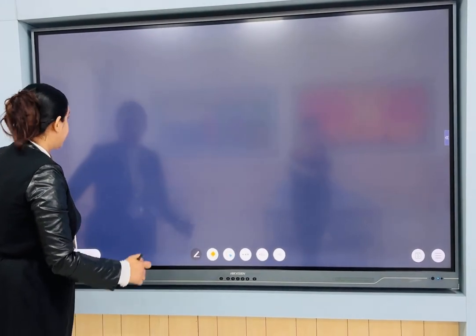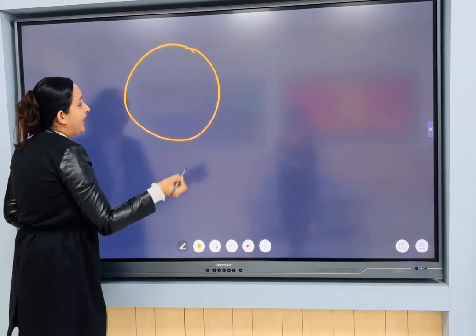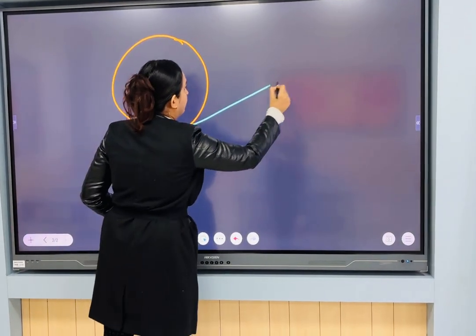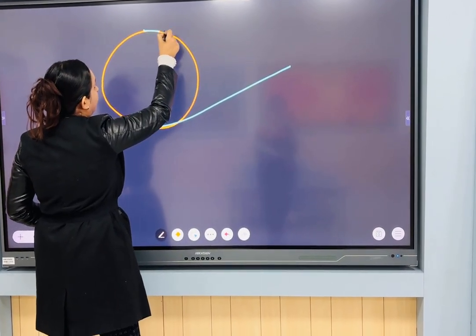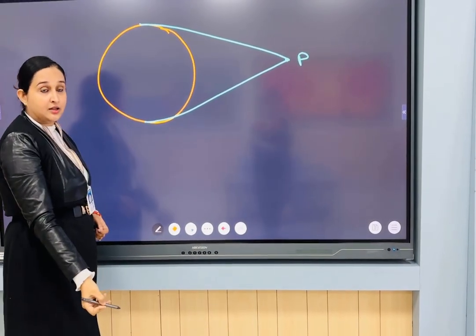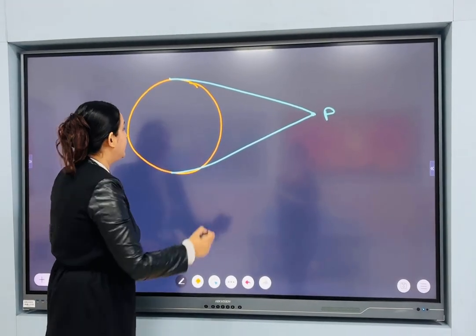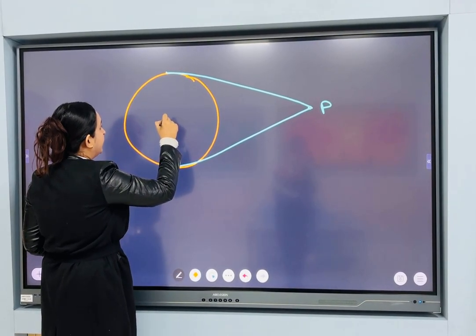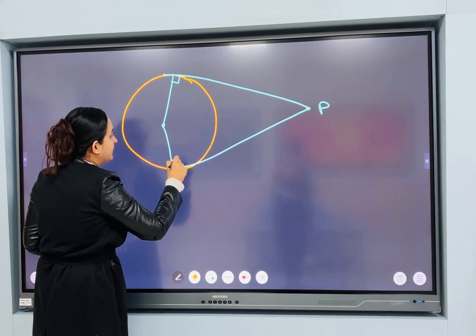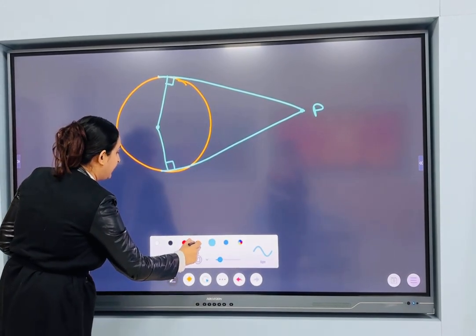The second theorem says that if there is a circle and if we are drawing tangents from a point which lies outside the circle, how many tangents can we draw? We can draw two tangents, right? Now, the theorem says that both the tangents will be equal in length. Both the tangents will be equal in length.